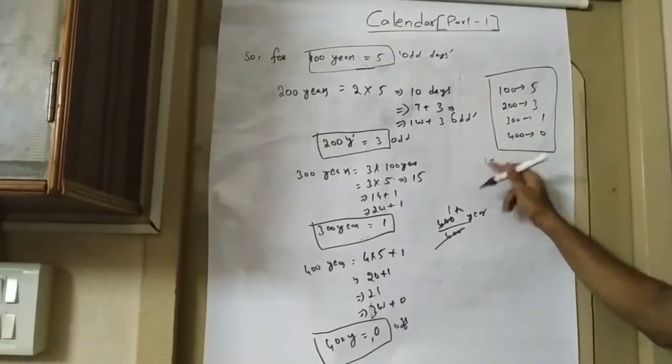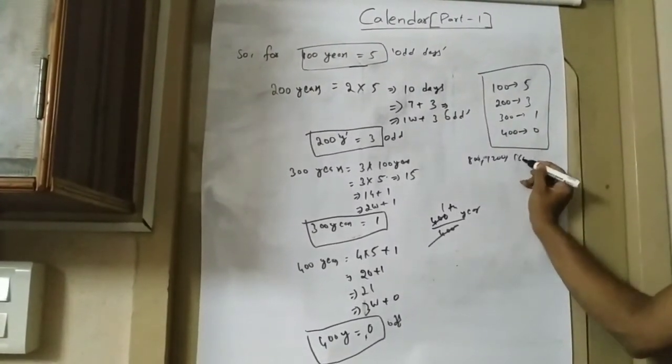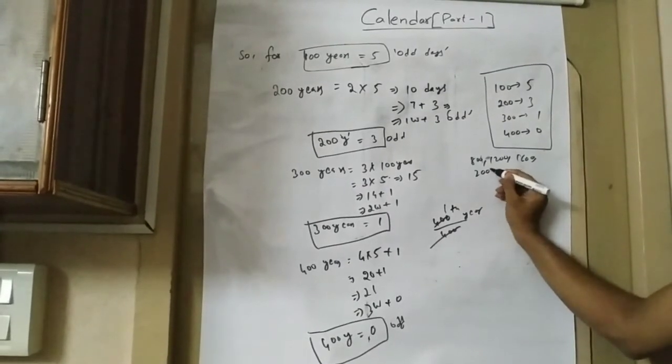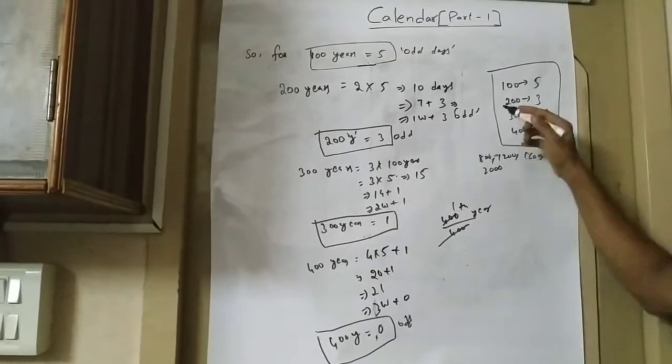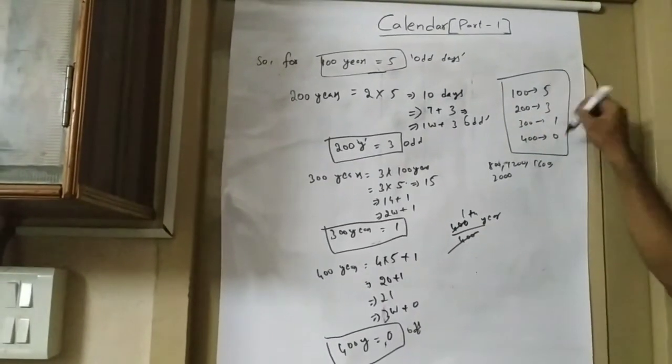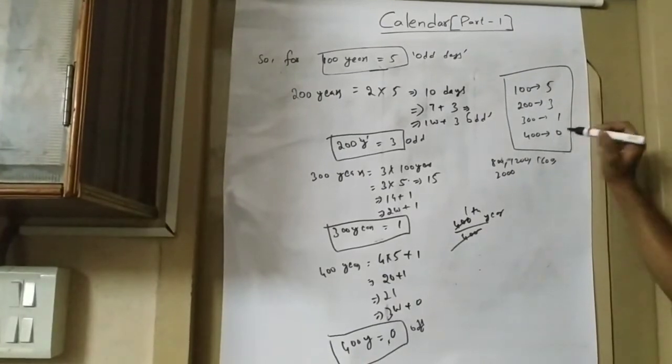For the multiples of 400 years, that is for 800, 1200, 1600 and 2000, the number of odd days is 0. So we have to remember this table. 100 years, 5, 3, 1, 0, for 100, 200, 300, 400.